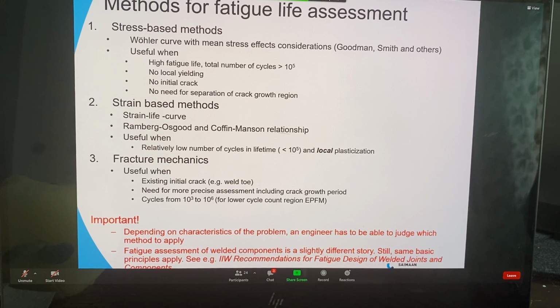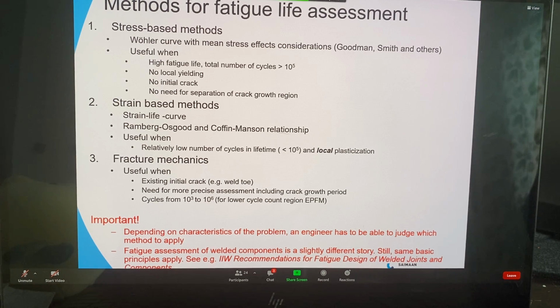It's very useful when you have a fairly high fatigue life, so the total number of cycles is roughly more than 100,000. And it's applicable when you don't have local yielding due to the notch. If you do have local yielding due to the notch, then it doesn't apply. You have to use the number 2, strain-based method. But usually we want to design the components in a way that even though there would be a notch, the stress at the notch would be below yield strength. So therefore these are applicable.